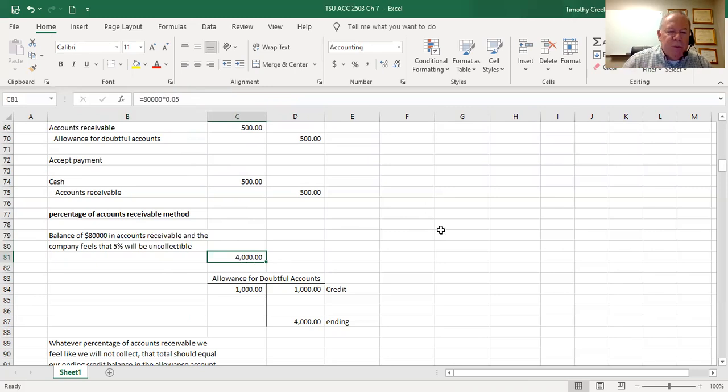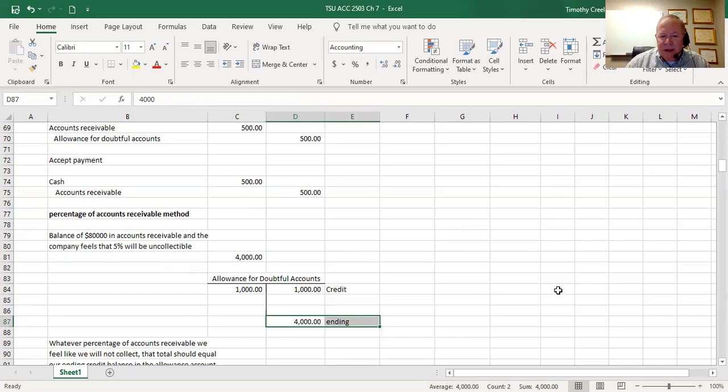Now, if we're doing the percentage of accounts receivable method, whatever percentage of accounts receivable that we feel like we're not going to collect is going to equal our ending credit balance in the allowance account. In this case, 4,000 should end up being our ending credit balance in our allowance account.